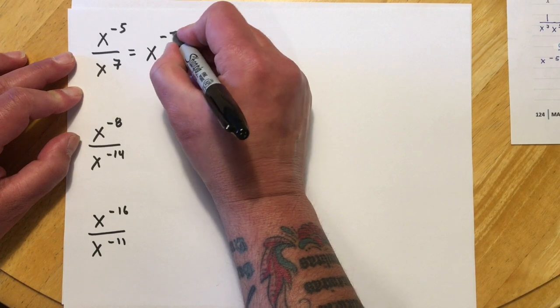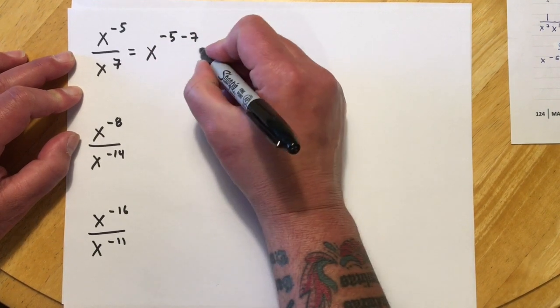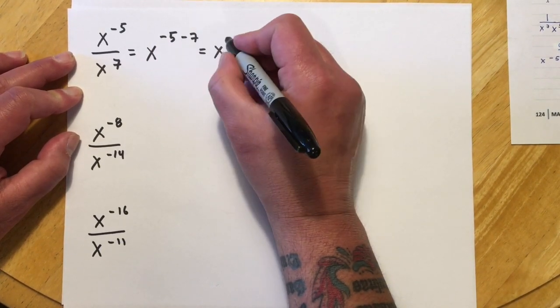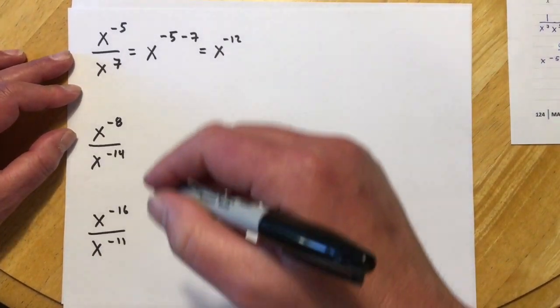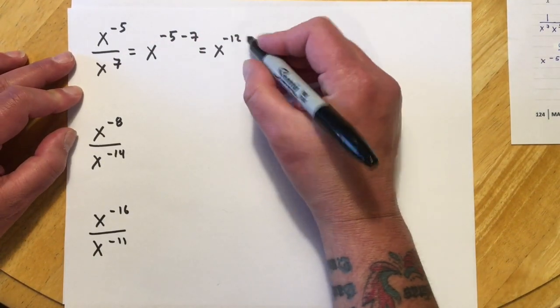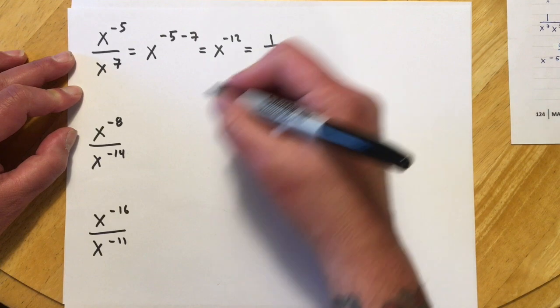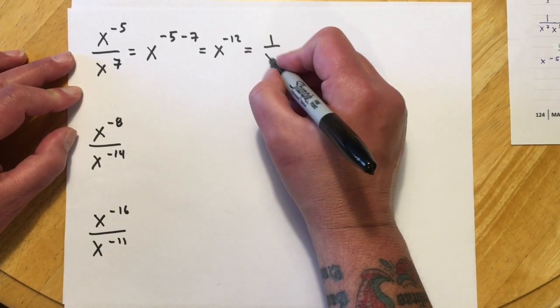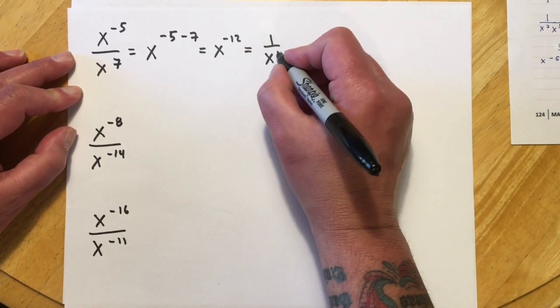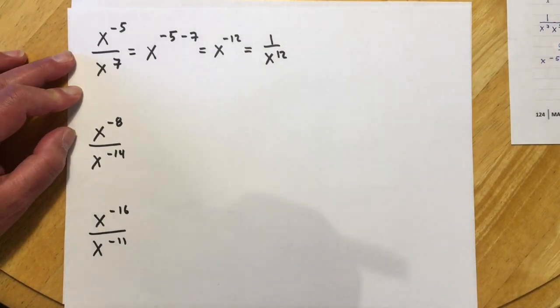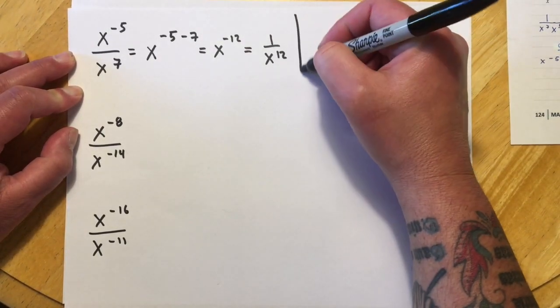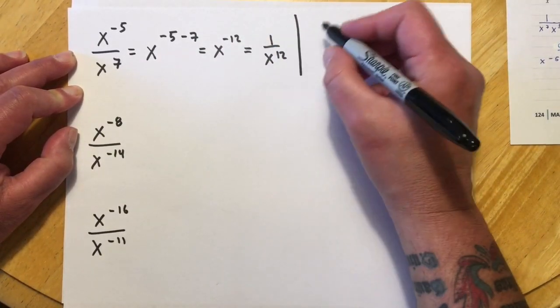So if we have x to the negative 5 and then minus 7, that's going to give us x to the negative 12. And then I'd have to use property 4 to write that with the positive exponent, because remember, we want to always write stuff with the positive exponent. So I get 1 over x to the 12th. So that's one way. The other way is to use property 4 first.